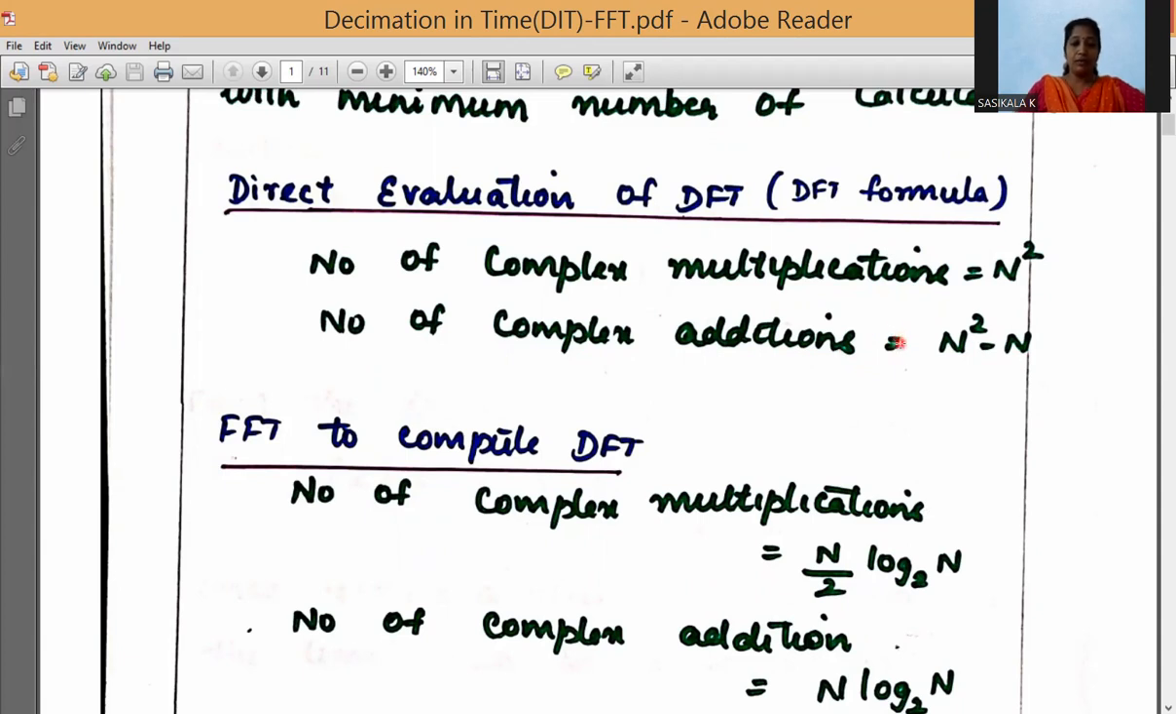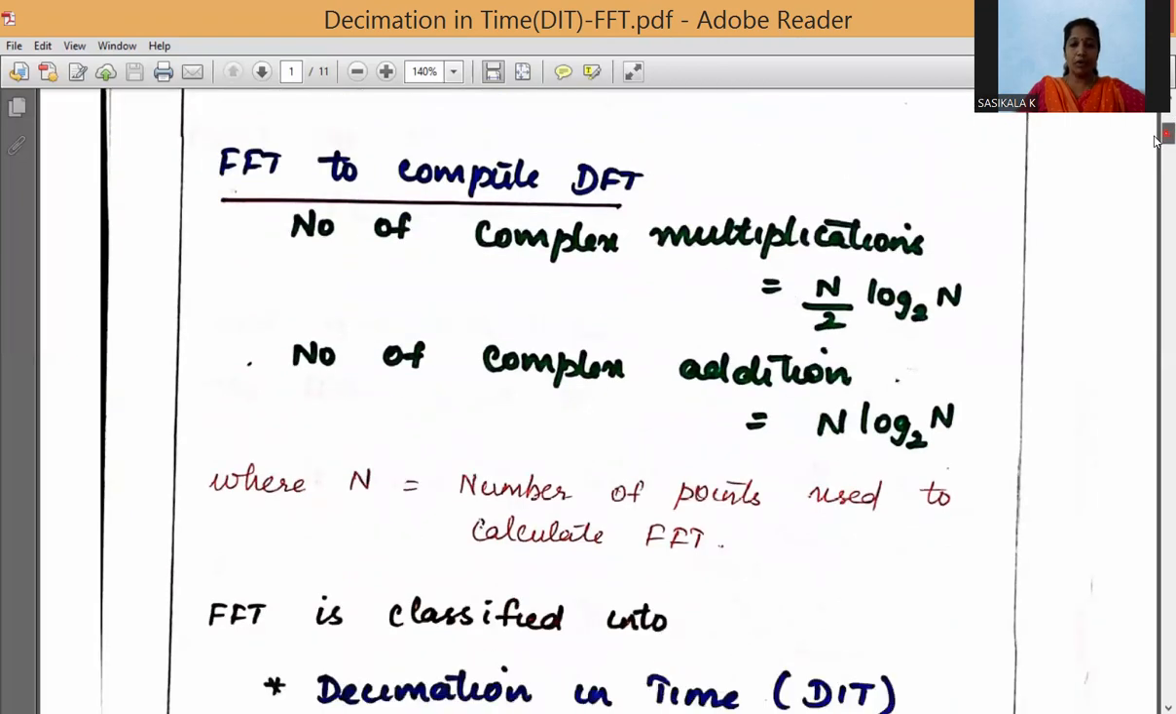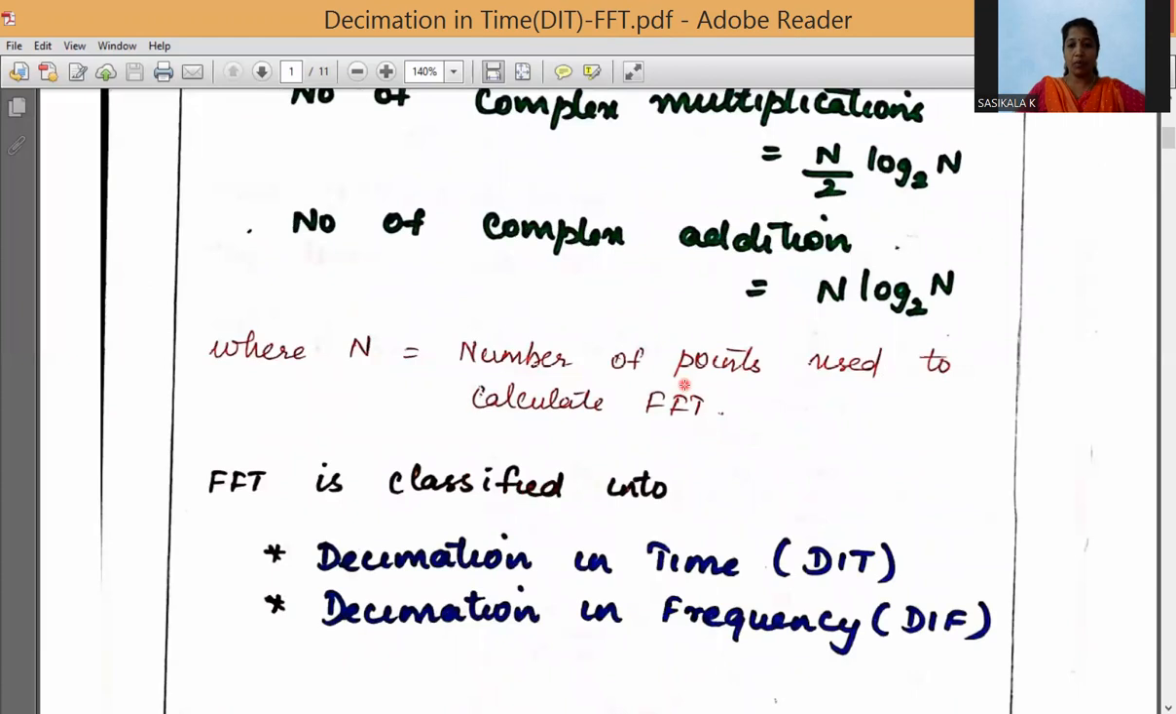So that's why we go to FFT, the fast Fourier transform, to compute DFT, where the number of complex multiplications involved is capital N by 2 log base 2 N, and the number of complex additions involved is N log base 2 N. So when compared to the direct evaluation technique, this fast Fourier transform requires a lesser number of calculations. And here N is equal to the number of points used to calculate FFT.